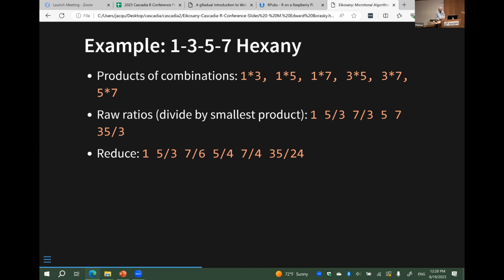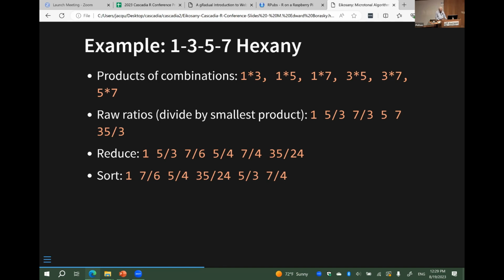I did all of these in my head, so the question is whether they're right or not. And we sort them. The sorting I didn't do in my head; I used R for that. But the sort is 1, 7/6, 5/4, 35/24, 5/3, and 7/4.